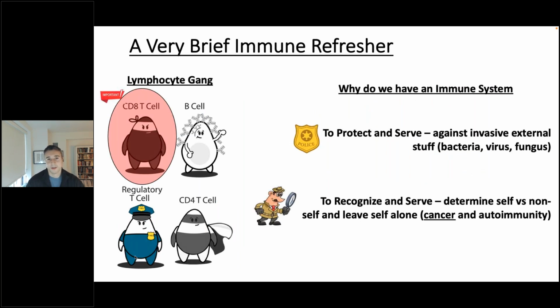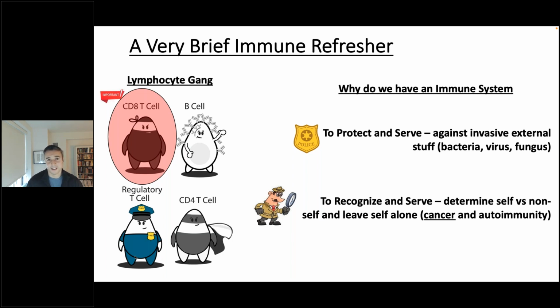We're going to talk about immune therapy, but it's important to have a very brief immune refresher. So these are the lymphocytes. The most important group in the lymphocyte gang for you to have some familiarity with is the T cells. These are the cells that are most commonly associated with clearing out and killing tumor cells.